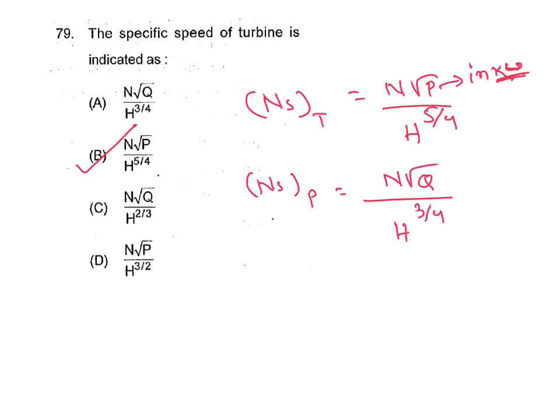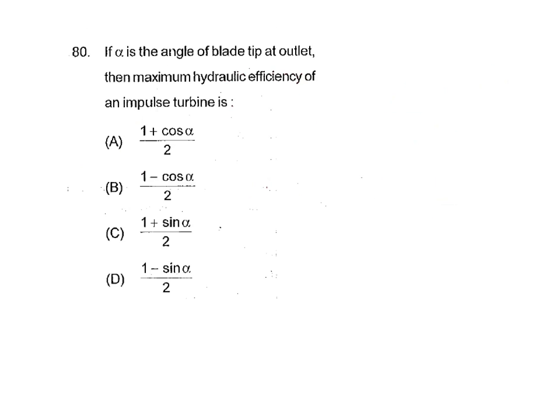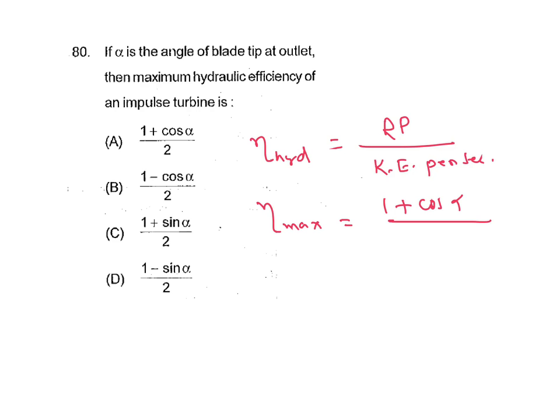Question is, if alpha is the angle of blade tip at outlet, then maximum hydraulic efficiency of an impulse turbine is, for impulse turbine, hydraulic efficiency is runner power divided by kinetic energy per second. Maximum efficiency is (1 plus cos alpha) divided by 2. A is our answer.